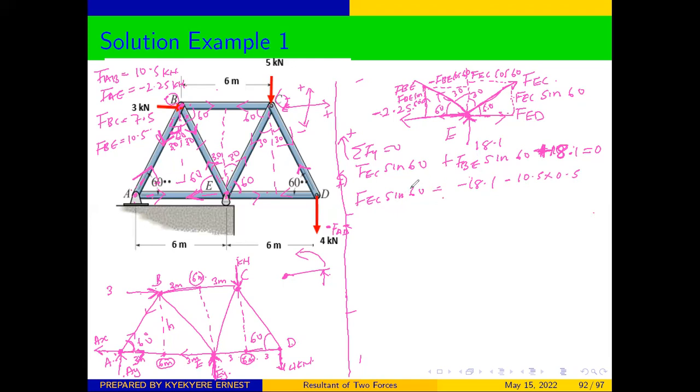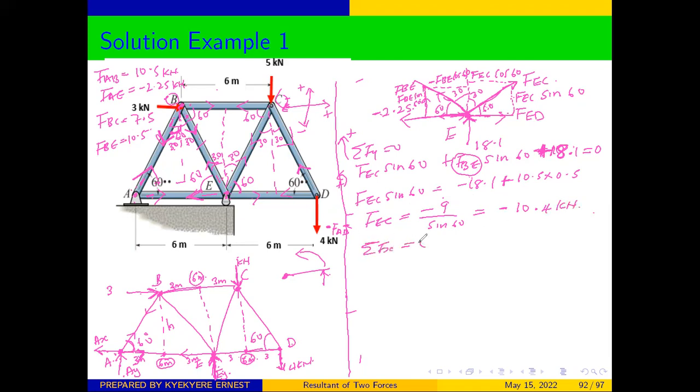Our FDE, which we calculated, don't forget that our FDE was negative. So it's negative here, but if it crosses the equal sign now, it becomes positive. Therefore, we are going to get FEC is equal to negative 9 over sine 60, and that is going to give us negative 10.4 kilonewtons.